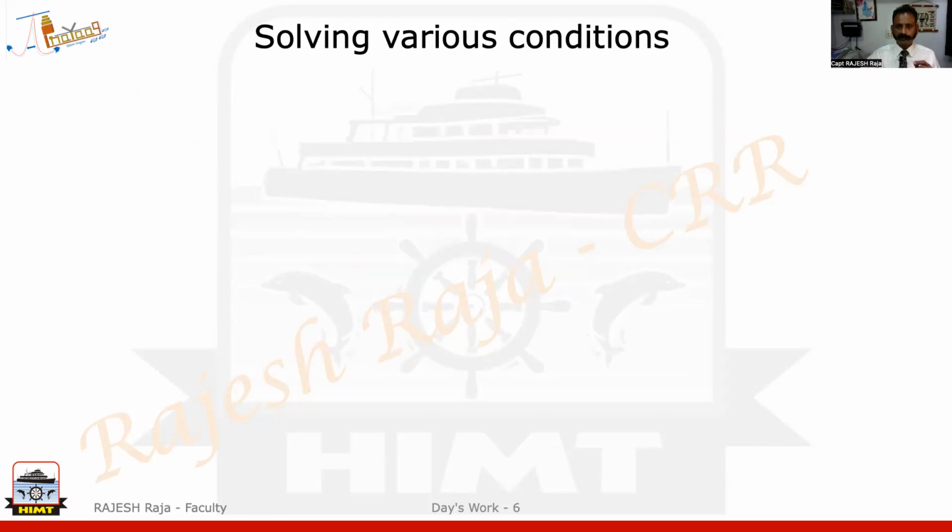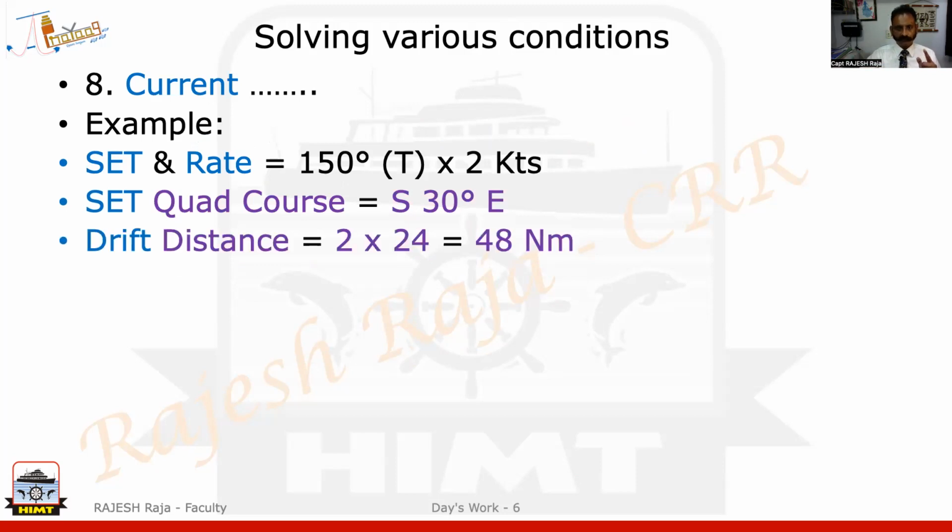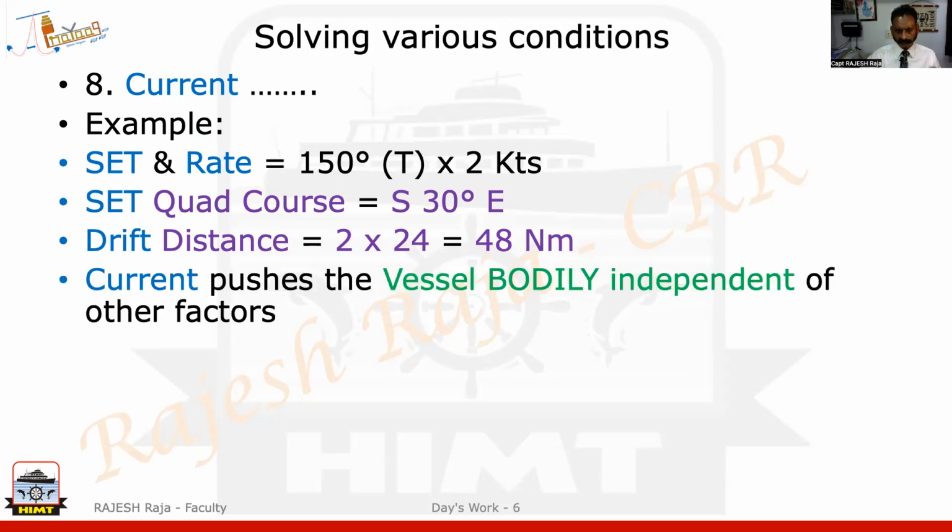Okay? I'm going to show you a small example. Let us say set and rate was given as 150 and 2 knots. So I'm going to write the quad course for this set as south 30 degrees east. Then what will I do for 2? I'm going to multiply with 24. Why? Because I'm not given any conditions, so it is for 1 full day. So 48 nautical miles.